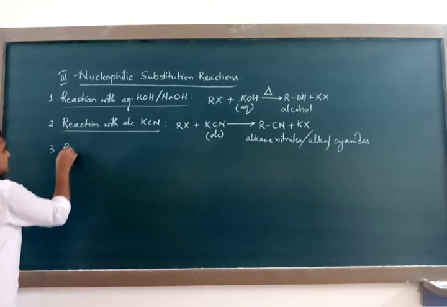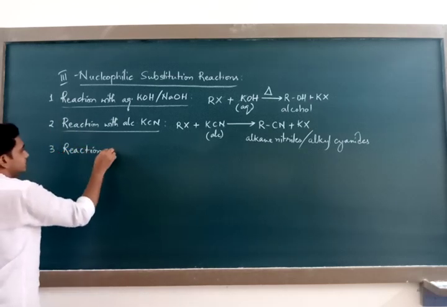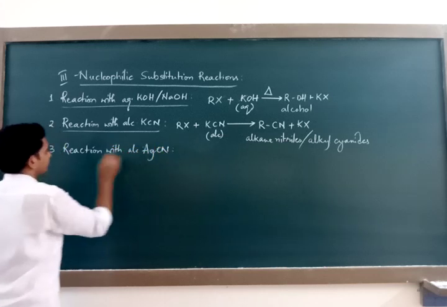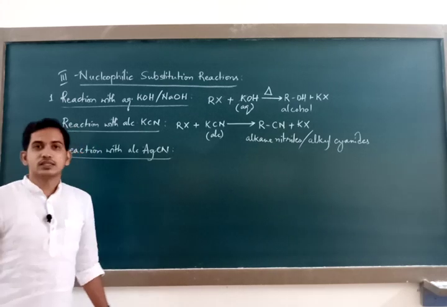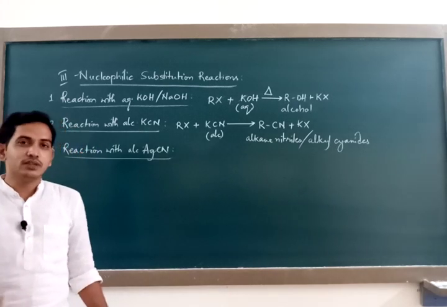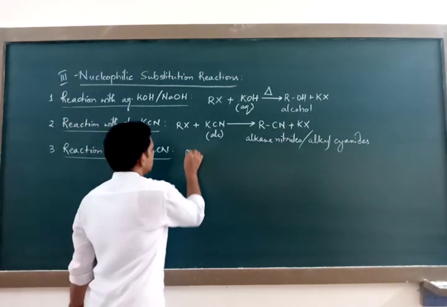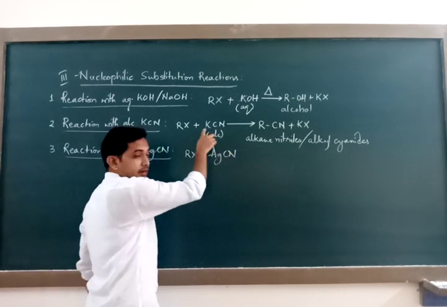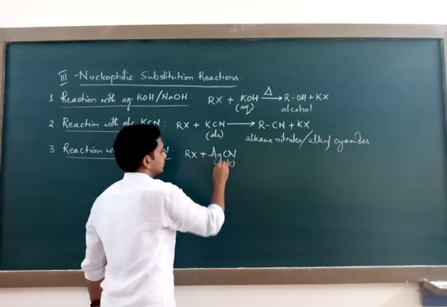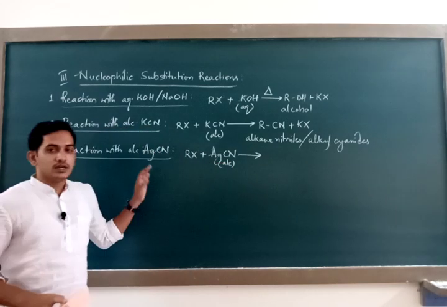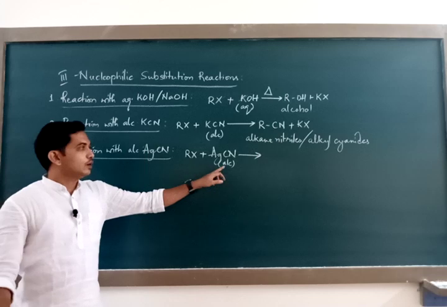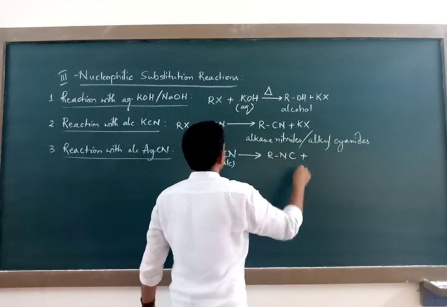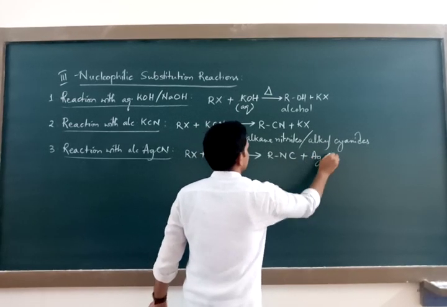If the same reaction is done with alcoholic silver cyanide, then the approach of the incoming nucleophile will be slightly different. So these two reactions, reaction with AgCN and reaction with KCN, should not be confused with each other. If the same haloalkane is treated with alcoholic AgCN, then the reaction is RNC plus AgX.